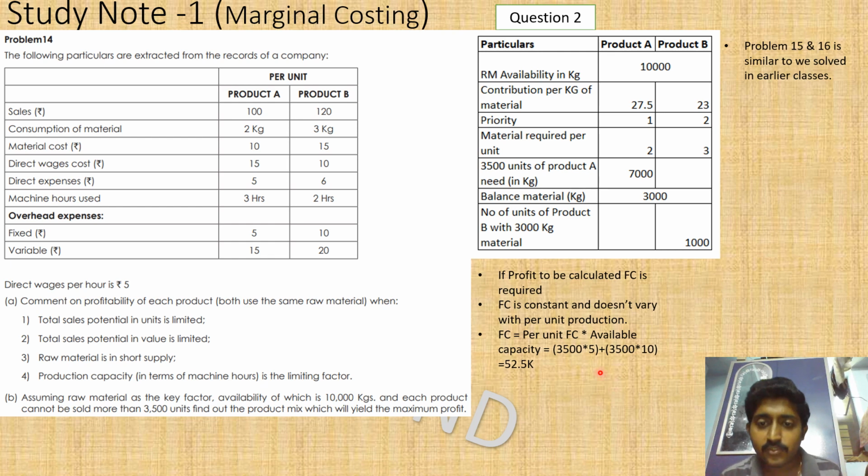So in that way you have found the fixed cost also. Previously we found the total contribution of product A and product B. You can reduce the fixed cost from the contribution and find the net profit for the company if the question asks for it. Here they have not asked for the profit. If they had asked, we could find that also.